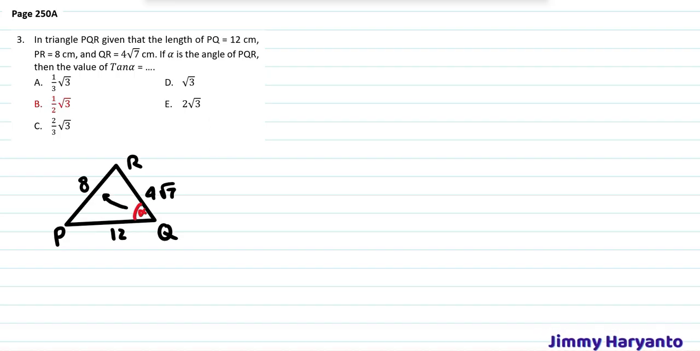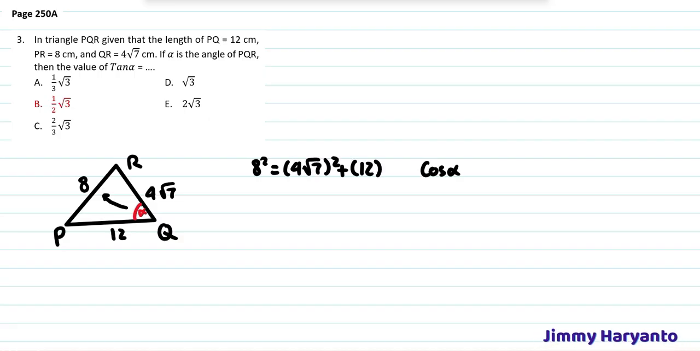You will use the cos rule for this one. That means 8 squared first, and then cos alpha at the end of the formula. And then the 4 square root of 7 is right there, and then 12 is right here, and then minus 2 times 4 square root of 7 times 12 times cos alpha, like this.